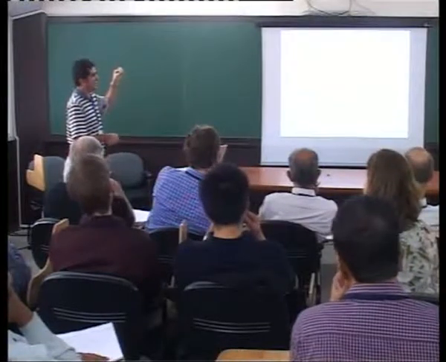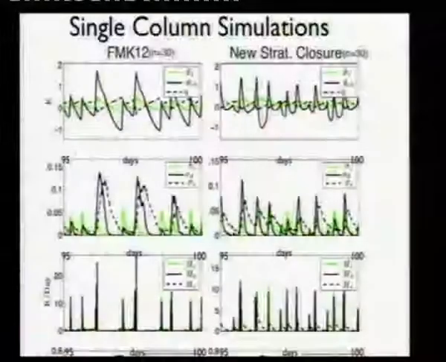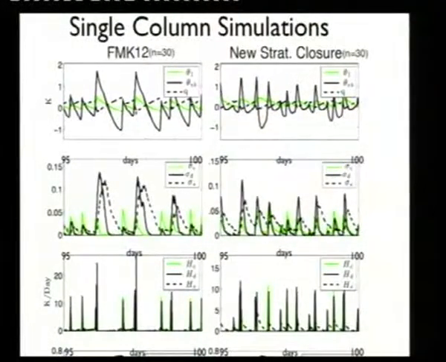And we did it here. It's basically the same mechanism. So the two ideas we put in the deterministic and the stochastic model are basically the same idea. It's just a different mathematical model. So this is the first single column simulations we did with the Multicloud model. This is in a deterministic setting.